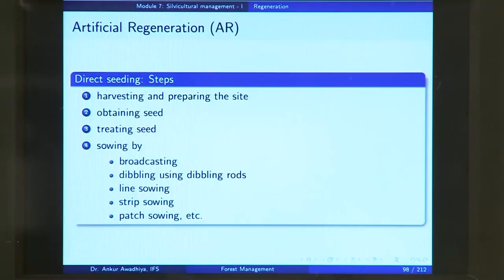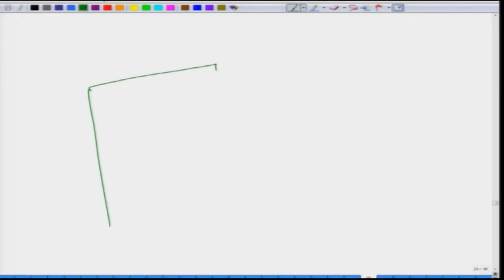So, you can go for dibbling, you can go for line sowing or strip sowing. In the case of line sowing, you have this area and you put your seeds in lines.